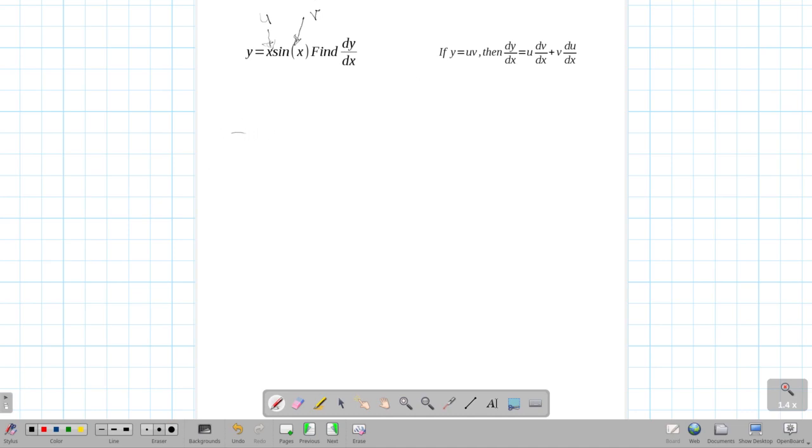So we've got dy over dx equals, so we just work from left to right with our formula. So we've got u is just x, so it's just x. How easy is that? Okay, then we've got the derivative of v is sine x. What's the derivative of sine x? Cos x.